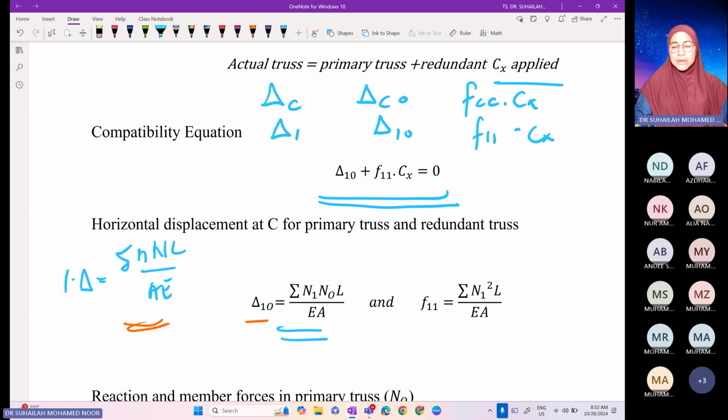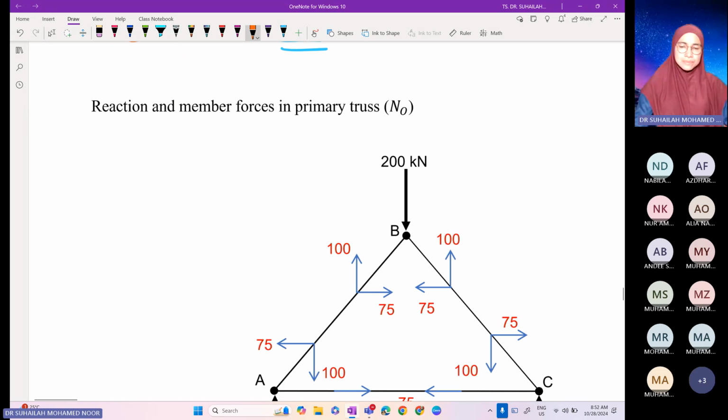The same formula. Okay, and then F11 ni for redundant truss. For redundant truss, F11 follow saja notation, N1 square L over EA. So daripada sini ada dua N. Ada dua member forces, N0 and N1. Macam biasa, N0 because symbol naught tu, it is member forces in primary truss and N1 is member forces in redundant truss. So there will be two truss systems to be analysed.